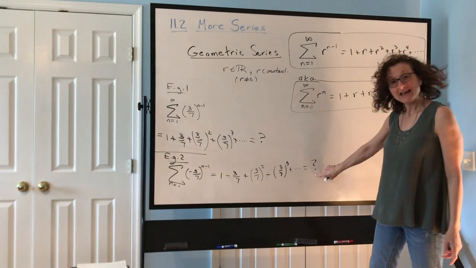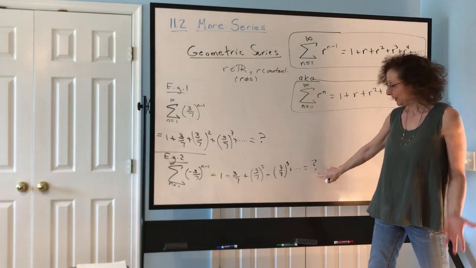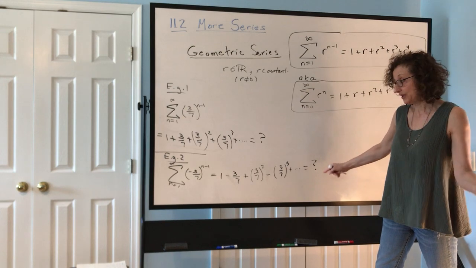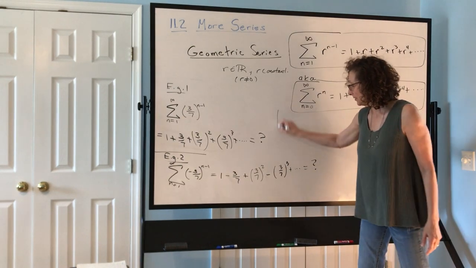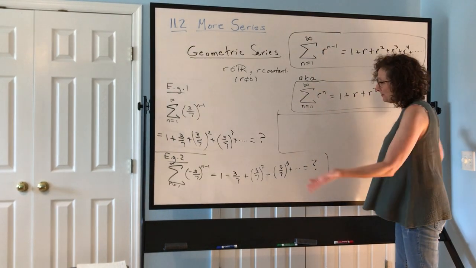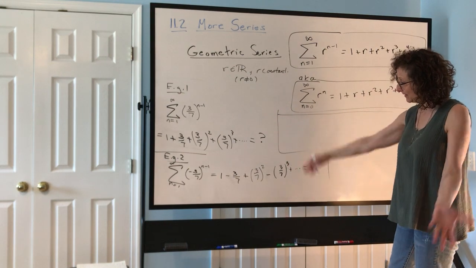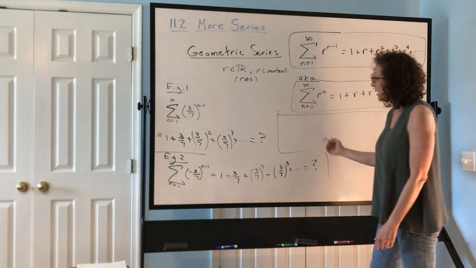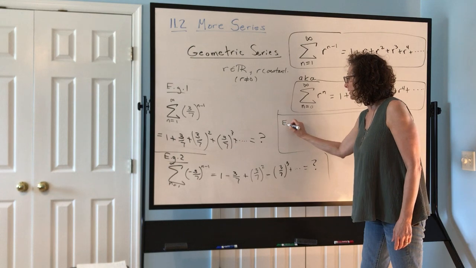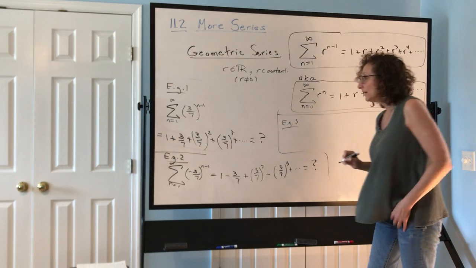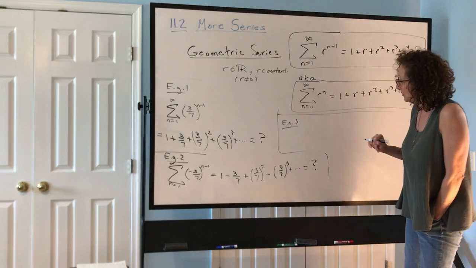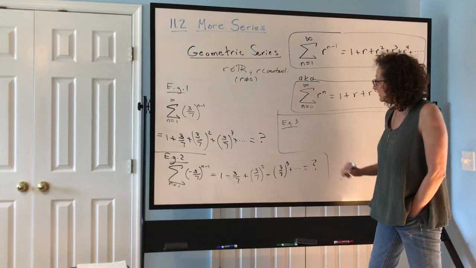So does this add to anything finite, or does it diverge? And if it does add to something finite, can we say what it is? Right now we really don't have a lot of clue about these. Let's look at one more. Then we're going to go explore things, and then we'll see what else we can say. We'll come back to these later.